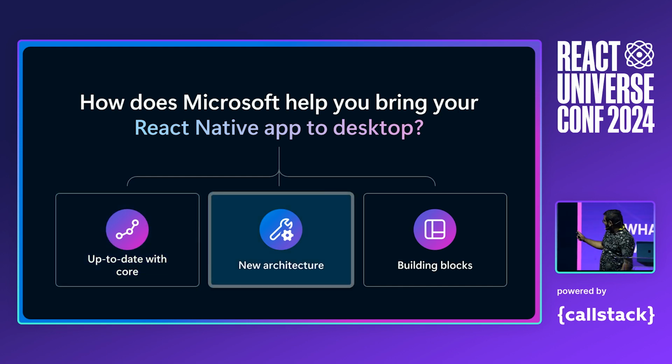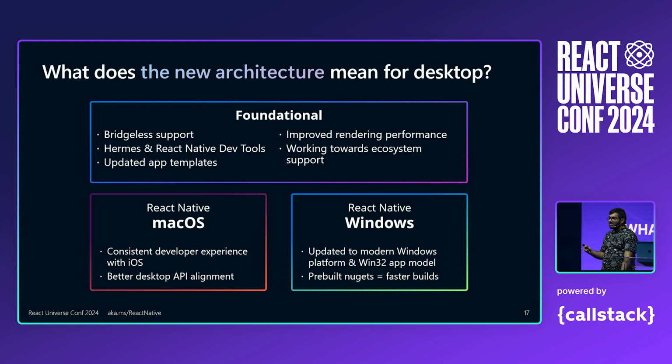So next, I'd like to talk about the new architecture. You already heard a lot about the new architecture from Meta. A lot of the foundational changes you will get on React Native on desktop, and that includes stuff like bridgeless support, React Native DevTools, and support for the latest versions of Hermes.